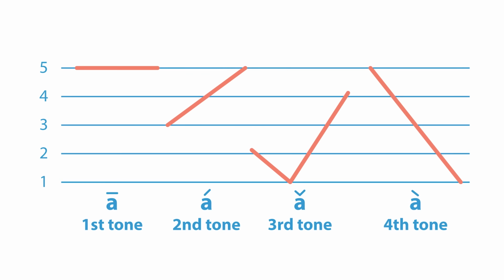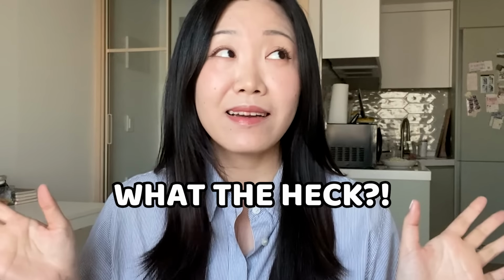So the first reason why your tones are not accurate is because tone charts are wrong. So you probably studied tones like this, in a chart like this, where 1 represents the lowest natural part of your voice and 5 represents the highest natural part of your voice. As someone who learned tones as a baby without looking at any charts, the first time I saw this chart, I was like, what the heck? This is totally inaccurate. I'm gonna go over all 4 tones one by one.